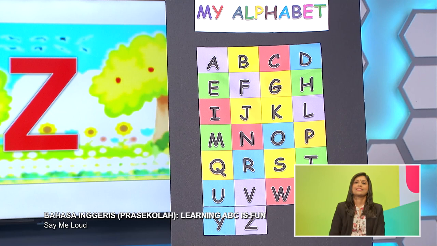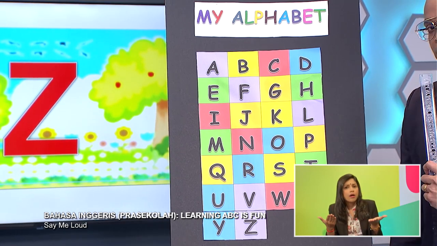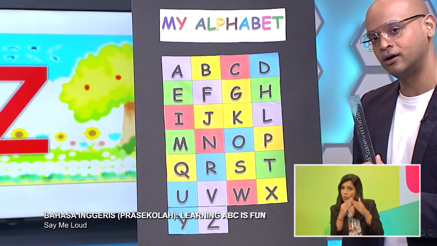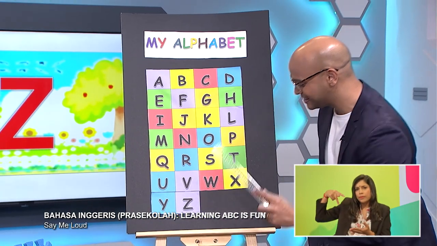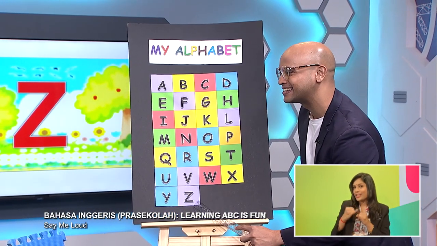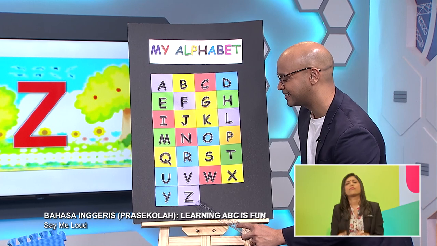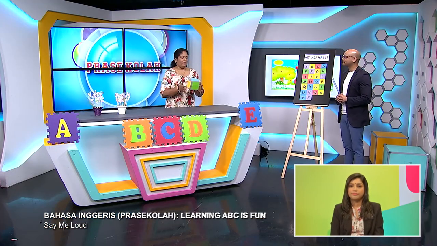Do we have more? How about those of you at home? Can you see if there's one more? Yes, there is. Z. Very good. Thank you, children, for helping Sean find the letters. Okay, next color for you.